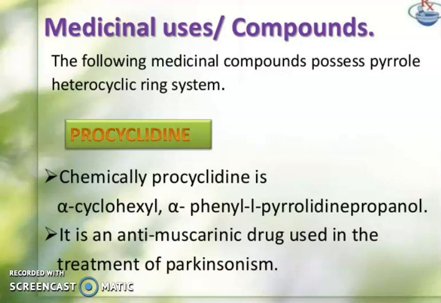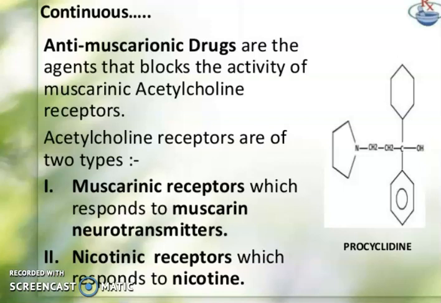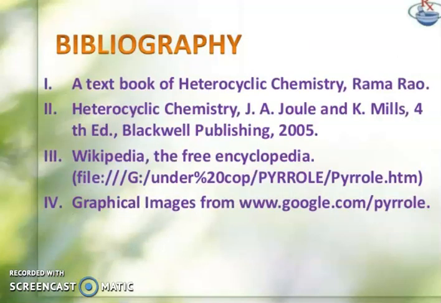Chemically, procyclidine is alpha-cyclohexyl alpha-phenyl pyrrolidine propanol. It is an antimuscarinic drug used in the treatment of Parkinson's disease, and antimuscarinic drugs are agents that block the activity of muscarinic acetylcholine receptors. You can see procyclidine. Acetylcholine receptors are of two types: the muscarinic receptor, which responds to muscarine neurotransmitters, and the nicotinic receptor, which responds to nicotine.